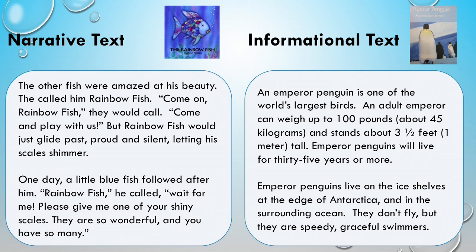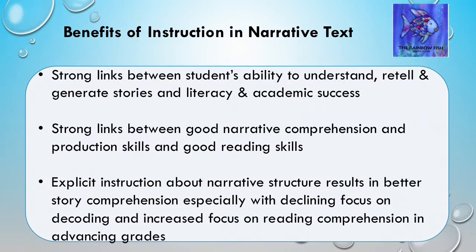Okay, so here's the narrative text from Rainbow Fish. And you can see where the initiating event is here. Contrast that with the informational text. So you see information versus that action sequence. Okay. We really should be providing some direct instruction to help our students understand narrative text. There's a lot of links between their ability to understand, retell, and generate stories. If they understand story grammar in that sequence, then they kind of know the look fors, they can better make connections. Okay? So explicit instruction is very helpful. And especially as you're moving from learning to read to reading to learn.